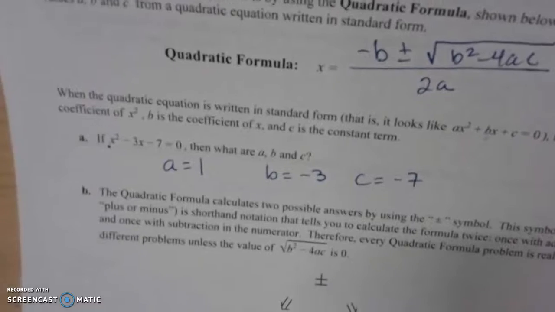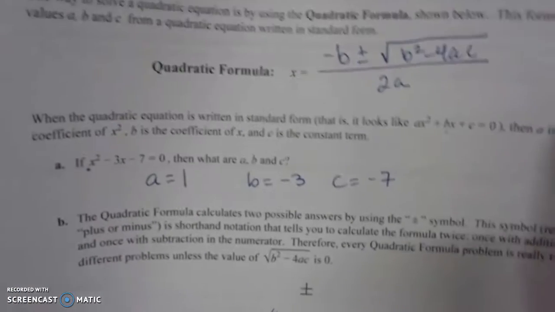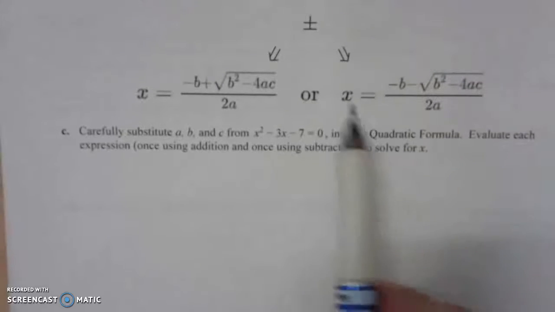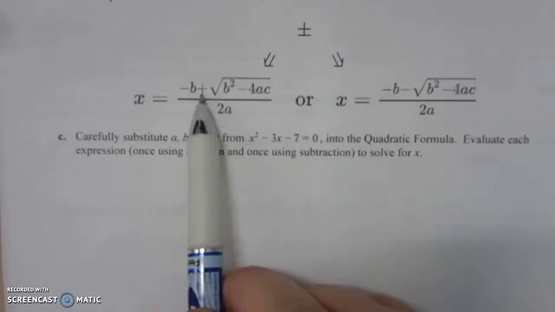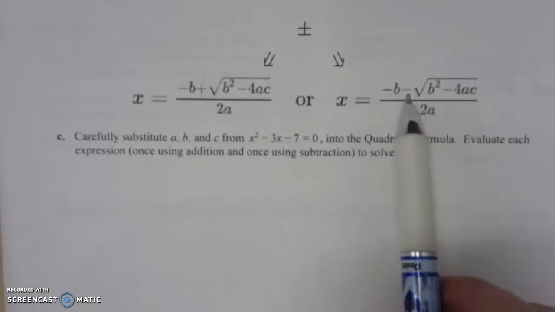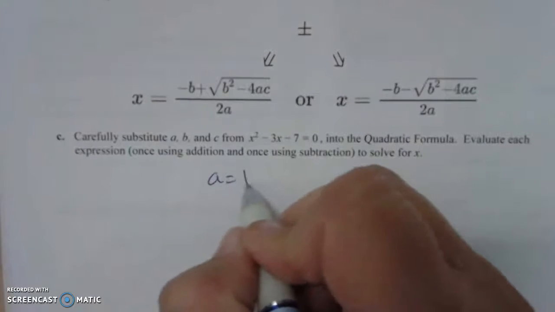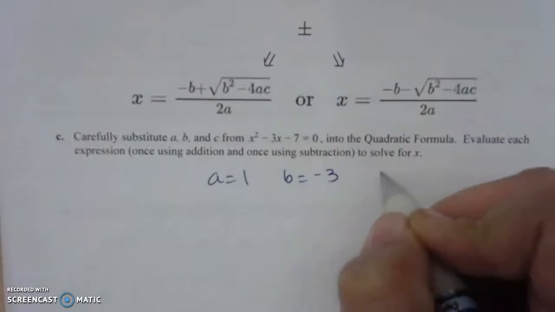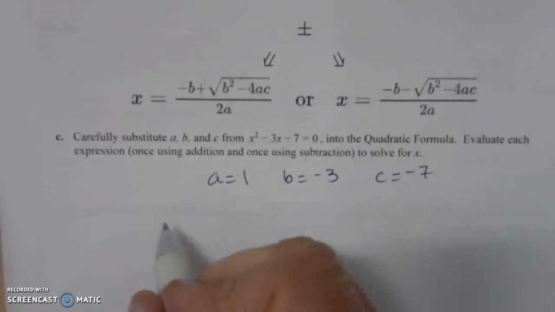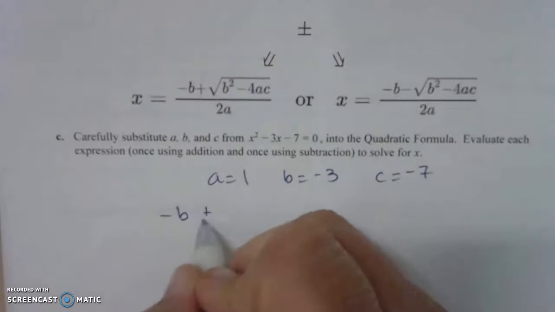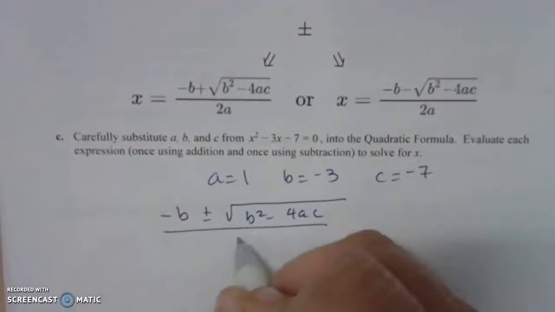So we're going to go down here to the bottom, and notice you set this up with 2 zeros, or 2 equations. You have where b is plus what's under the radical sign, or when it's subtracted underneath the radical sign. So let me write here, a is 1, b is negative 3, c is negative 7, and let's fill in the quadratic formula. So negative b plus or minus the square root of b squared minus 4ac all over 2a.